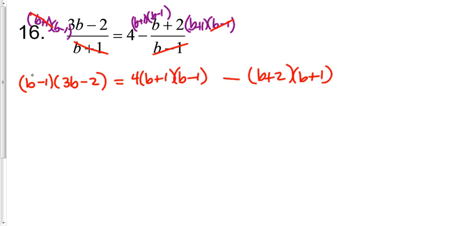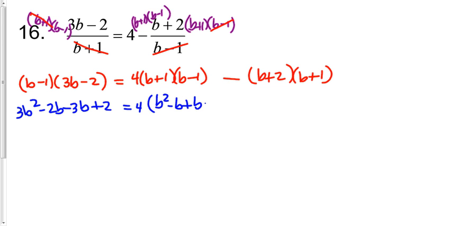On the left side of my equal sign, let's go ahead and FOIL this out. We get 3b squared minus 2b minus 3b plus 2. Here I'm going to multiply or FOIL the b plus 1 times the b minus 1, and then at the end I'll multiply it by 4. So I get b squared minus b plus b minus 1.